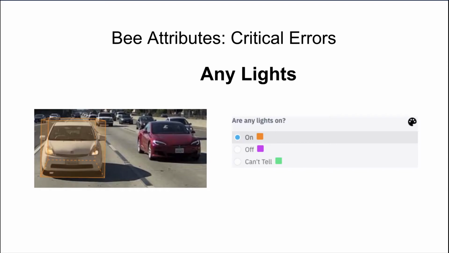All right, and here is the correct form of this case for any lights. We see that its headlights are on, so we want to select on for any lights. All we need to see is just one frame where its lights are on, and that's enough for us to set any lights to on for all the frames.